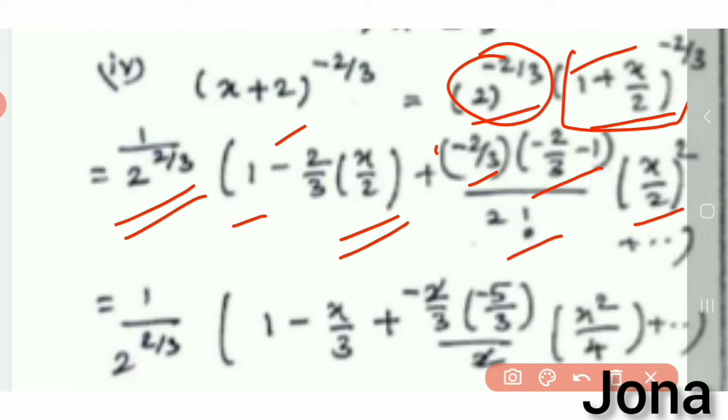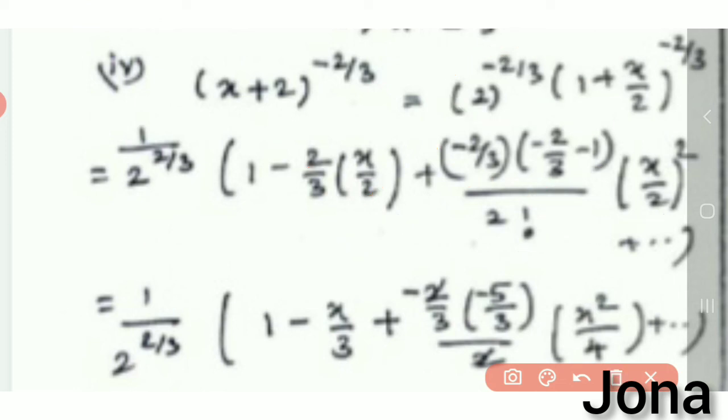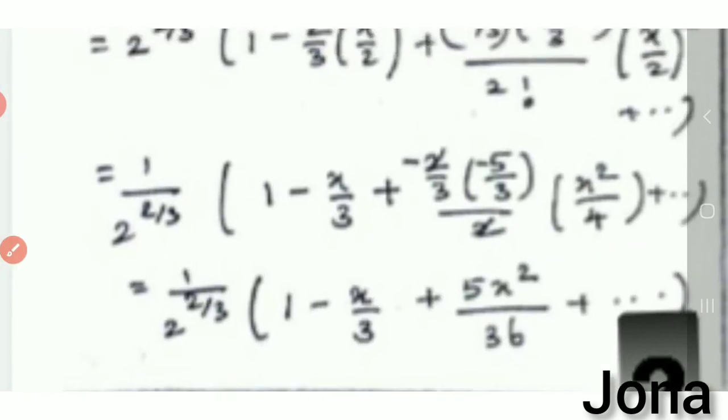into x². Then again we want to simplify here. We can cancel these two so that x/3 is here, and then for the next term simplify the bracket: we have −5/3 divided by 2 factorial, which is nothing but 2 only, here x²/4. Then again we can simplify here. So we got 1 − x/3 + 5x²/36 + etc.